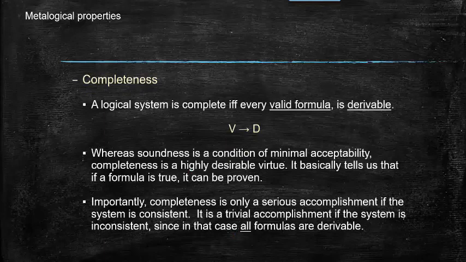Completeness is the inverse relationship. A logical system is complete if and only if every valid formula can be derived. Whereas soundness is a condition of minimal acceptability, completeness is regarded as a highly desirable virtue. It basically tells us that if a formula is true, it can be proven. Importantly, completeness is only a serious accomplishment if the system is consistent. It is a trivial accomplishment if the system is inconsistent, since in that case, all formulas are derivable.